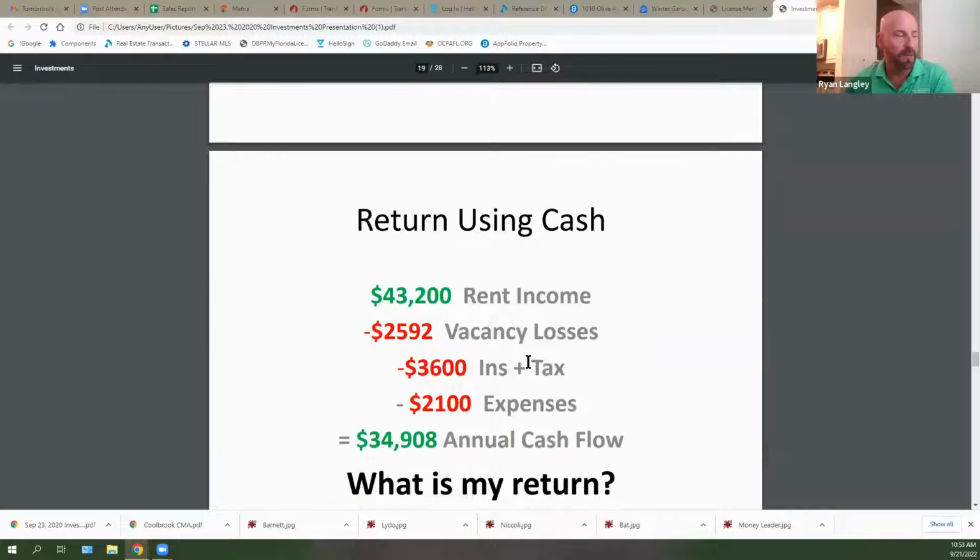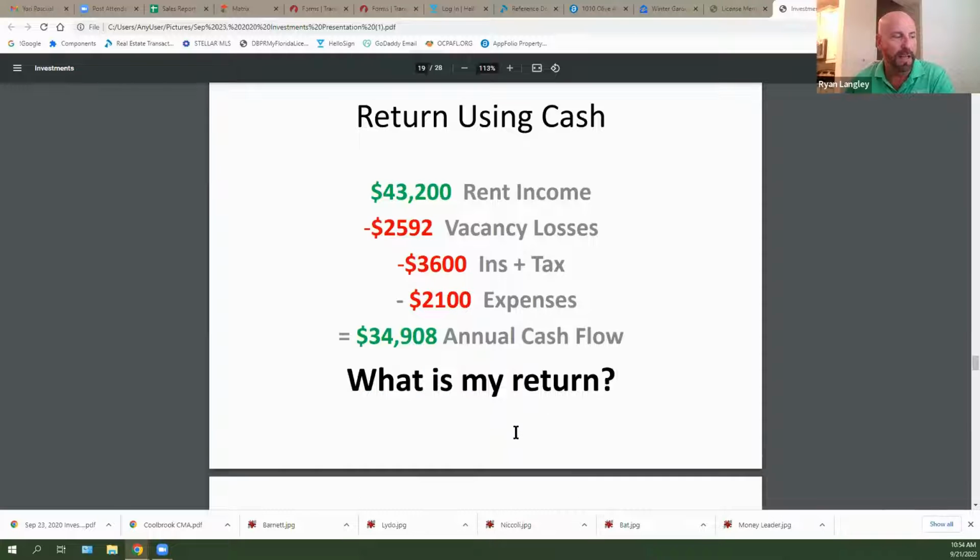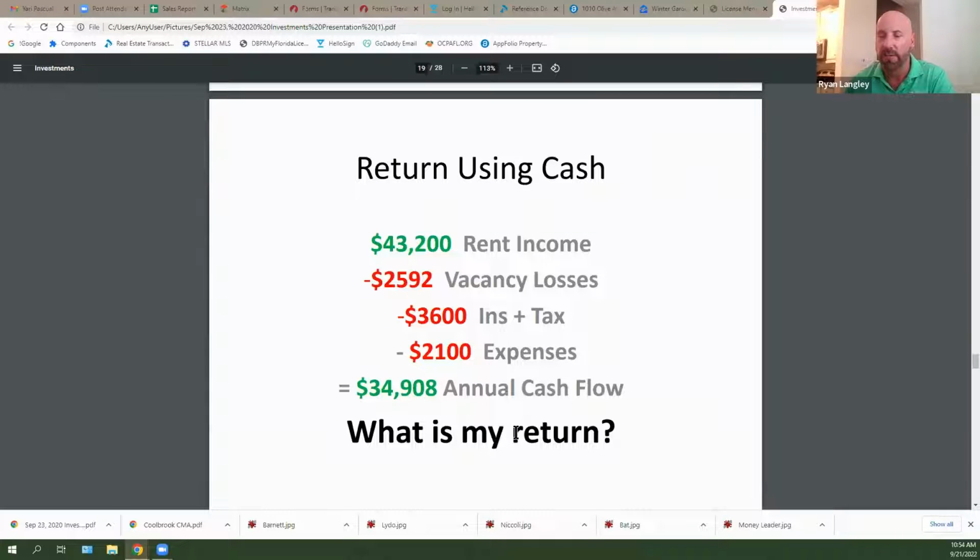Correct. Look at this. We have the same annual cash flow because it didn't affect any of this stuff, right? It didn't affect the rent income, changing to cash didn't affect the vacancy and losses, didn't affect insurance and taxes, didn't affect the expenses. So we have the same NOI. So what's my return now that I put $325,000 in it? This is what I want you guys to do. What's my cap rate on this? What's my percentage of return, rate of return on my cash? On a cash deal, I pay $325,000 and it brings in $34,908.